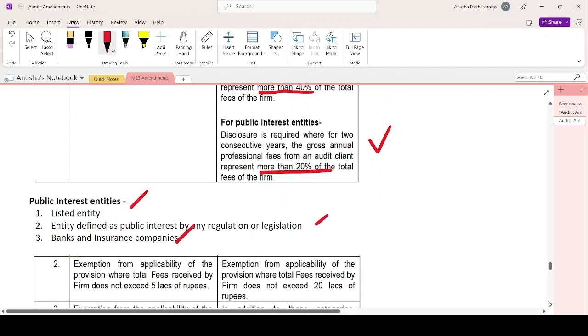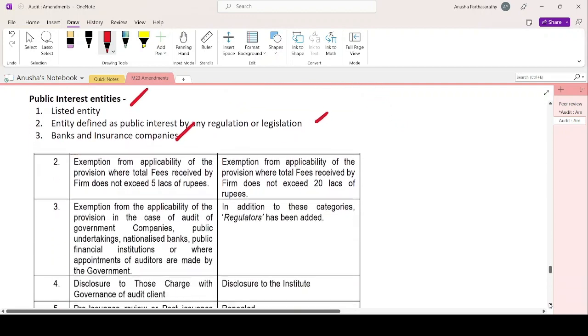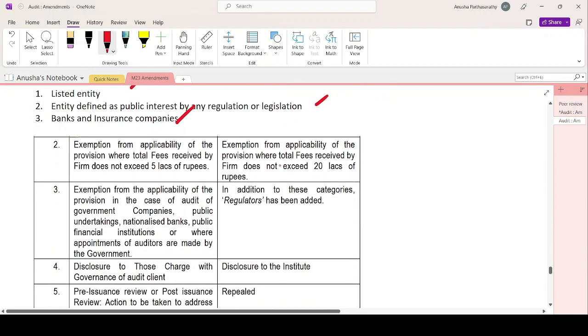Then, exemption from the applicability of the provision where total fees received from the firm does not exceed 20 lakh rupees. I don't want to disclose if the total fees does not exceed rupees 20 lakh. Then, exemption from the applicability of the provision in the case of an audit of a government company, public undertakings, nationalized bank, public financial institution, or where the appointments of the auditors are made by the government or the regulators.